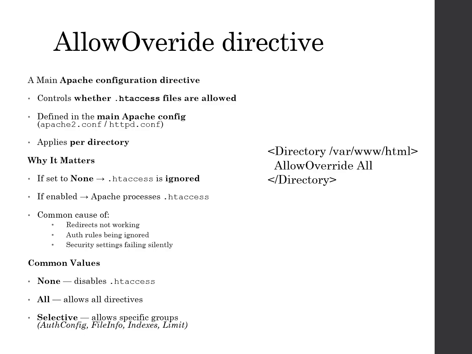And a common cause of this is one of the common causes of redirects not working, authorization rules being ignored, and security settings failing silently. Now, the three main values that you can set it as: None, which disables .htaccess. You can have All, which allows all directives, and then you can have selective, where you can end up specifying groups or behaviors. And you can see here an example of how that directive looks in the configuration file.